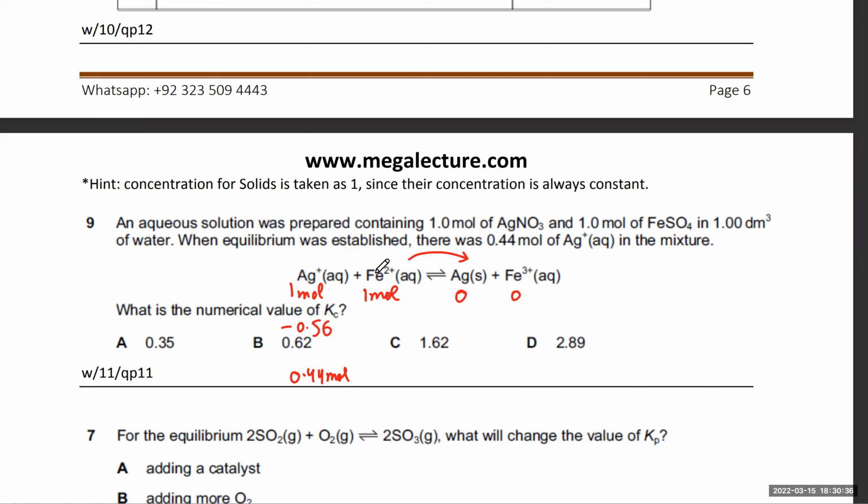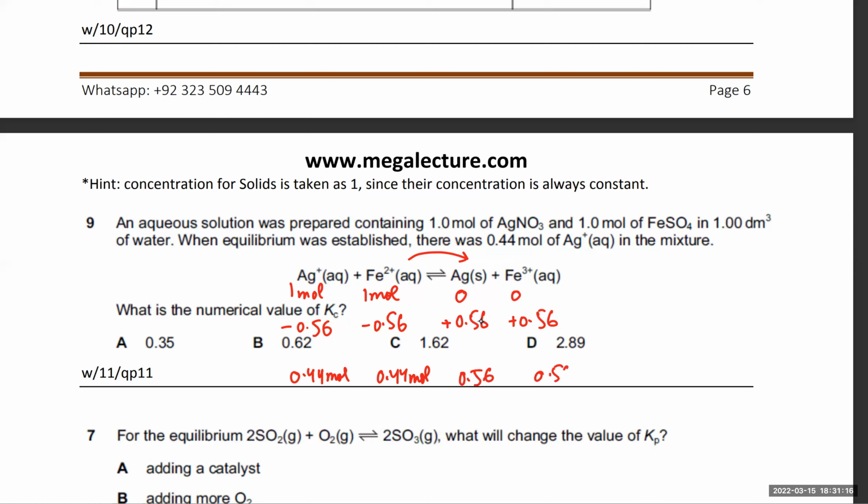And it's 1:1, so how much of this will react? 0.56. And how much will it produce going forward? If 0.56 reacts with 0.56, it's going to produce 0.56 of this, and it's 1:1, right? Yes. So it's going to be 0.56 and this would also be 0.56. So what are your equilibrium moles? You added 1 mole, 0.56 went away, so that's 0.44 moles left, right? Yes. This one was 0 and 0.56 got produced, so that means 0.56, right? And this would be 0.56.